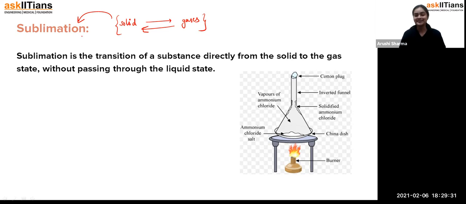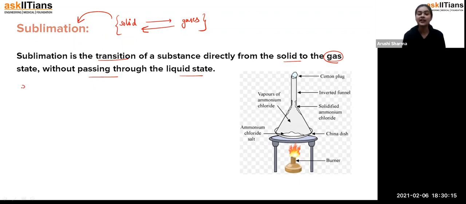Now, what is sublimation? As I told you, solid to gas or gas to solid, we call it the sublimation process. In the sublimation process, we have to separate out a substance which has the property to undergo sublimation and directly convert into gas. If the sublimation property is not there, how can we use the sublimation process? Sublimation is the transition of a substance directly from the solid to the gas form without passing through the liquid state. It will not convert into the liquid state first, it will directly convert into gas, and from the gas to the solid. That is sublimation.